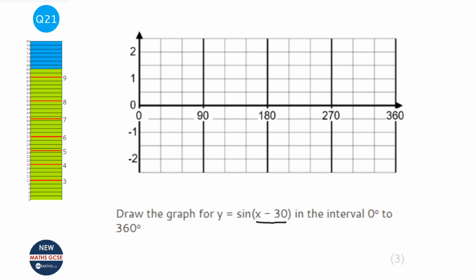So at this point here, sine thinks we're at 0, because that point there is 30. So we're going to do 30 take away 30, which is 0. Sine thinks we're at 0, which it will spit out the 0 as the answer. Similarly, at this point here, it's 120. We're going to take away 30, which is 90, so sine thinks we're at 90. So all the way along here, sine thinks that we're kind of 30 to the left.